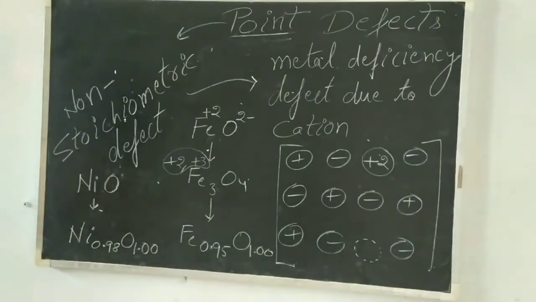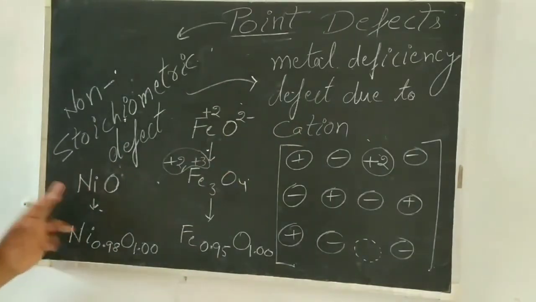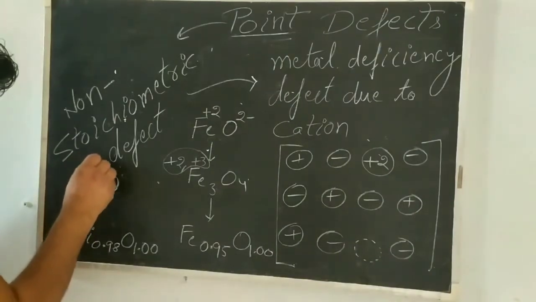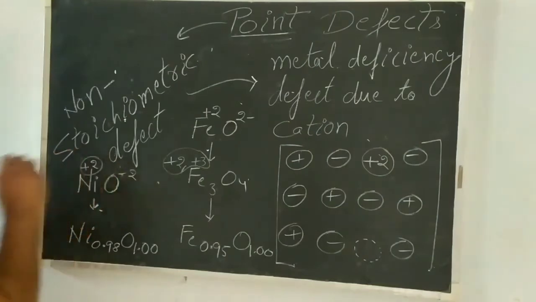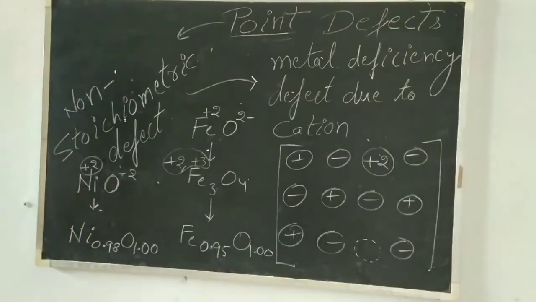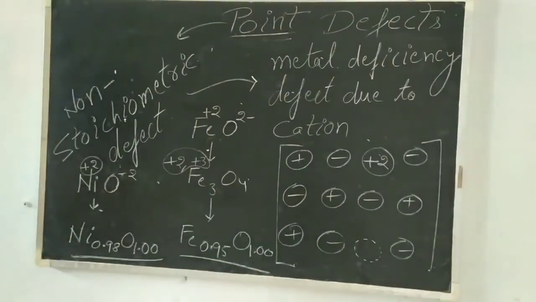As the defect continues, it further changes to the non-stoichiometric formula Fe0.95O1.00. One more example of metal deficiency defect due to cation is nickel oxide, NiO. Ni is in the +2 state and oxygen in the -2 state. When the +2 divalent cations are displaced by trivalent cations, it forms Ni0.98O1.00 crystalline structure. So this is the type number 3 of non-stoichiometric defect. These are two most common examples of non-stoichiometric molecular formulas.